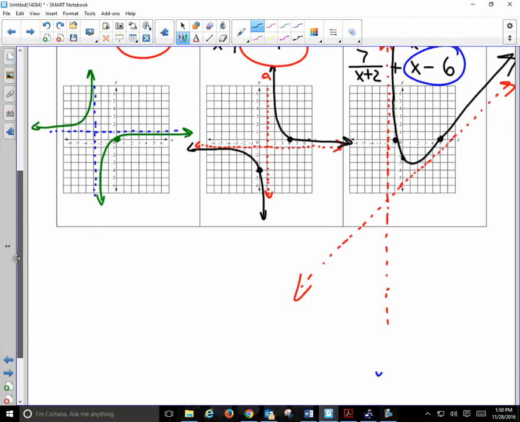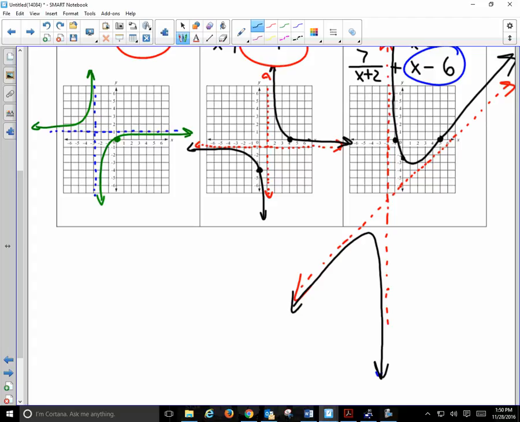Now, over on the other side, on the left-hand side, it's either going to sit in the top or the bottom. Which one is it? Why? Does it cross the x-axis here? No. So it can't be in the top. It has to be in the bottom. If it was in the top, it would have an x-intercept up there, and it doesn't.